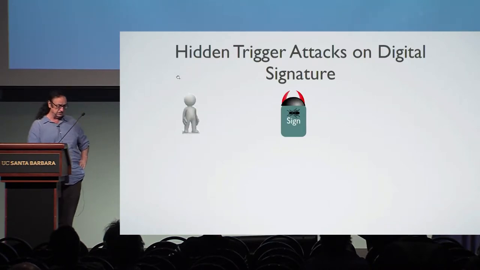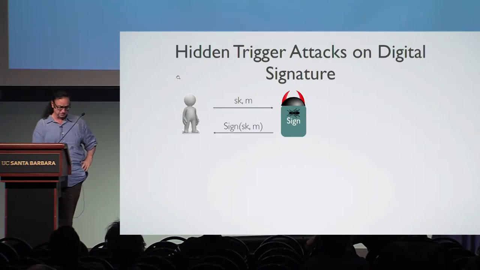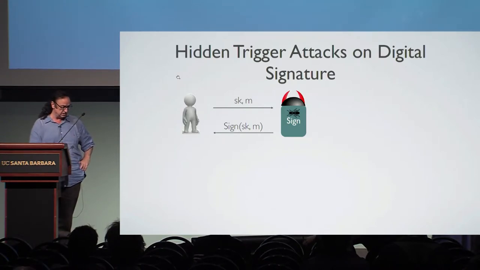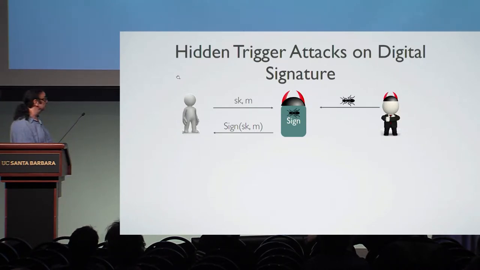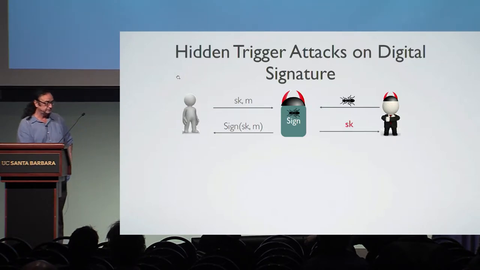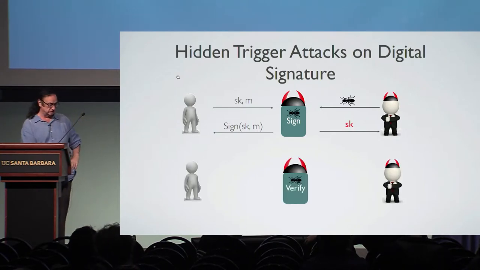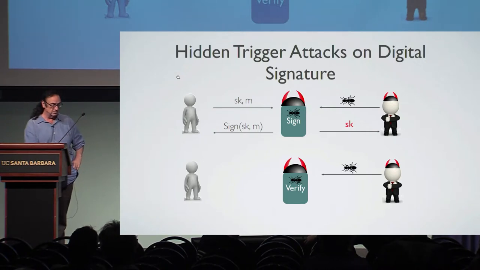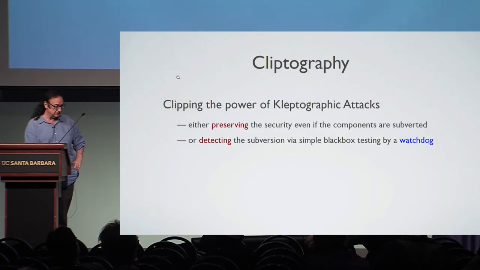Here is an example. We have a signature scheme. The system is asked to sign. There is a secret key generation, and signing. It is signed, and then the bad guy comes. You see, there is a bug in the ant in your system. Ants are very prevalent in Santa Barbara, so it's okay. And as a result, the secret key, for example, is directly or indirectly leaked to the attacker. It can also be in verification. The bad guy asks to verify with the trigger, and it will always pass.